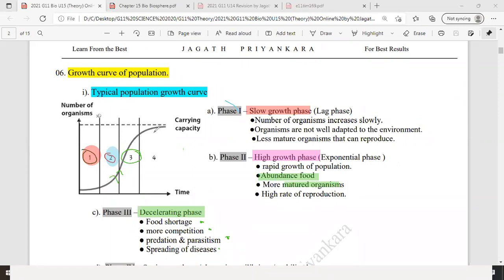Number 4, what happened? It reached the carrying capacity. You cannot go beyond this. That is the maximum carrying capacity. This is for the typical population growth. Humans, if you draw, it's a different scenario. That one I have also given here. Sometimes they can ask this under MCQs also in the oral paper. Which of the following represents the typical population growth curve, and they can give the graphs.